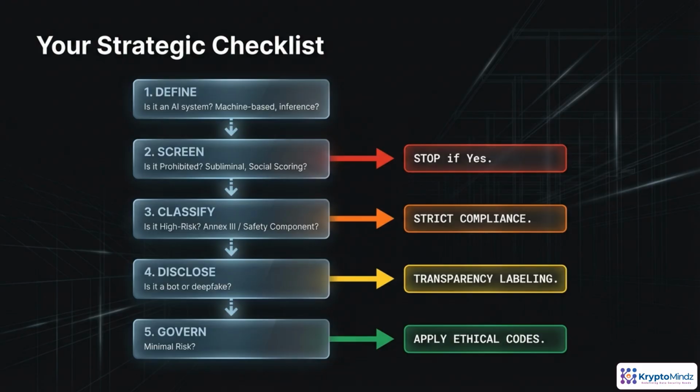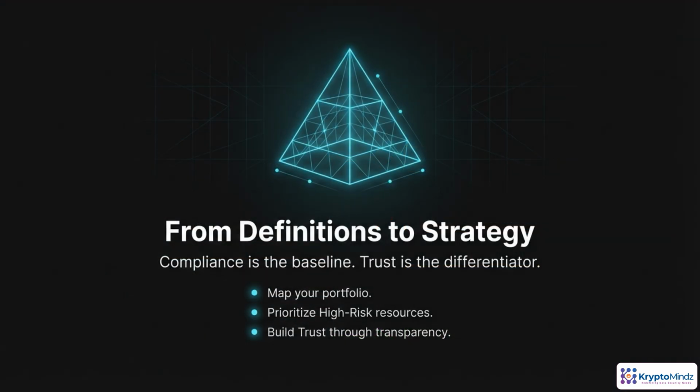For any AI initiative, apply a simple mental checklist. First, confirm it actually qualifies as an AI system under the Act. Next, immediately screen for prohibited practices. If you're anywhere near that line, stop and redesign. Then check whether it's high risk and, if so, trigger the strict compliance pathway. For everything else, ensure clear transparency for users and then embed your ethical principles.